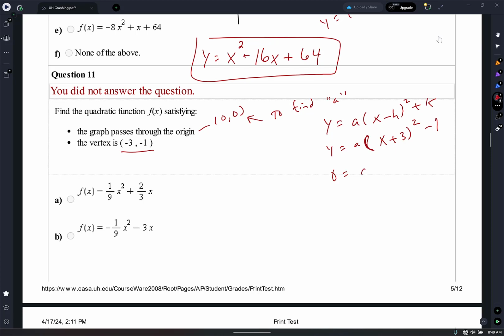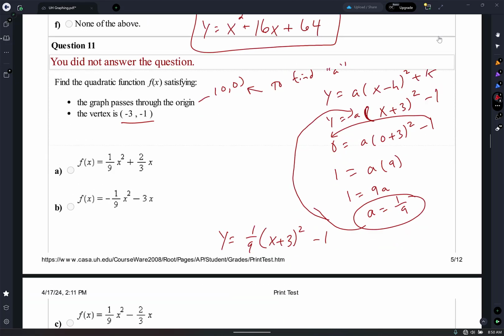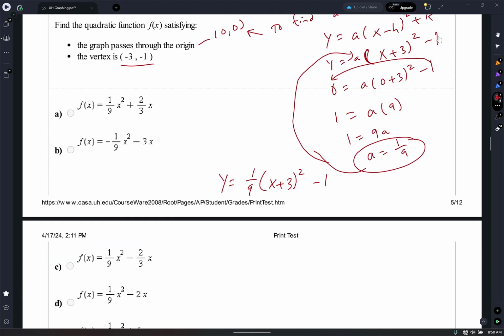And I'm going to plug in 0, 0, and I'm going to solve for a. So 0 equals a, parenthesis, 0 plus 3, close it, squared, minus 1. I'm going to move this one to the other side. 1 equals a, parenthesis, 3 squared is 9. So 1 equals 9a, so a equals 1/9. Now that I got everything I need, plug it in, guys. y equals 1/9, parenthesis, x plus 3, close it, squared, minus 1. Oh, they're not going to have it like that? That's fine. Let's expand it, guys. Hey, relax. We're okay.